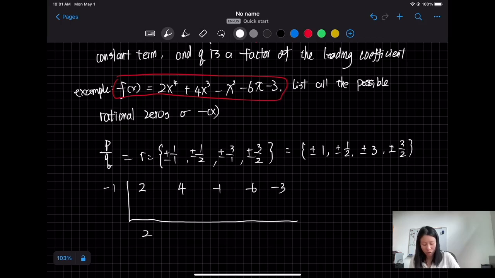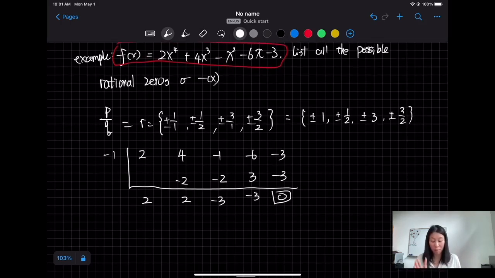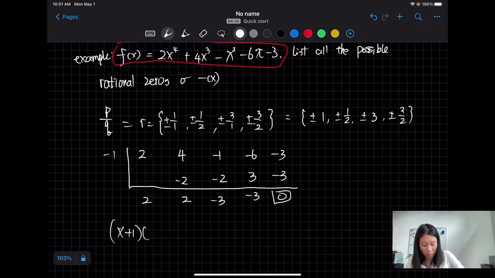So I got 2 times negative 1, I have negative 2. 4 plus negative 2 is 2, and 2 times negative 1 is negative 2, so I have negative 3. Negative 3 times negative 1 gives positive 3, so negative 6 plus 3 gives negative 3. Another positive 3, and 0. So now I know that negative 1 is one of the roots. That means my polynomial can be written as x plus 1 times a polynomial starting with x cubed, because your degree dropped from x to the fourth.